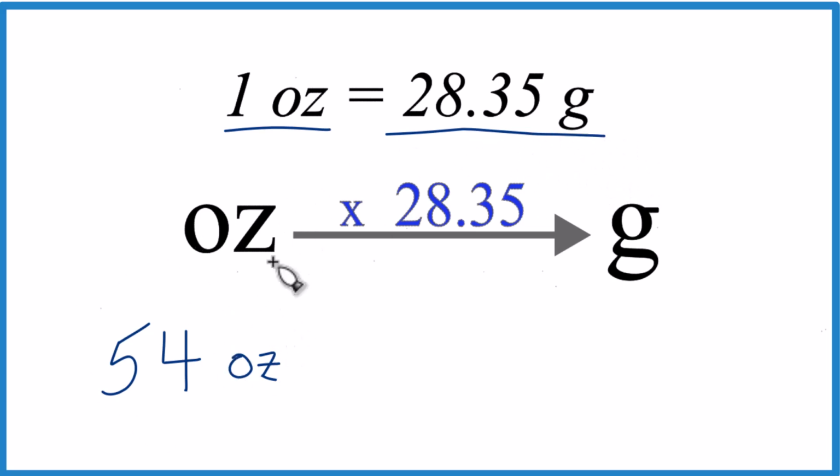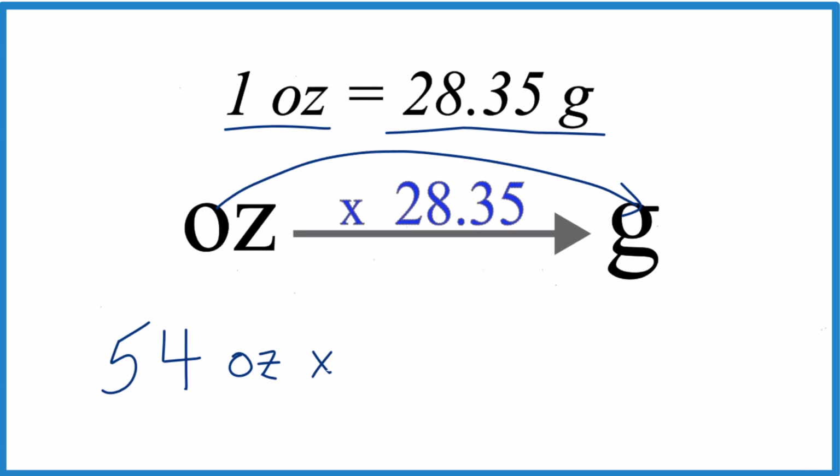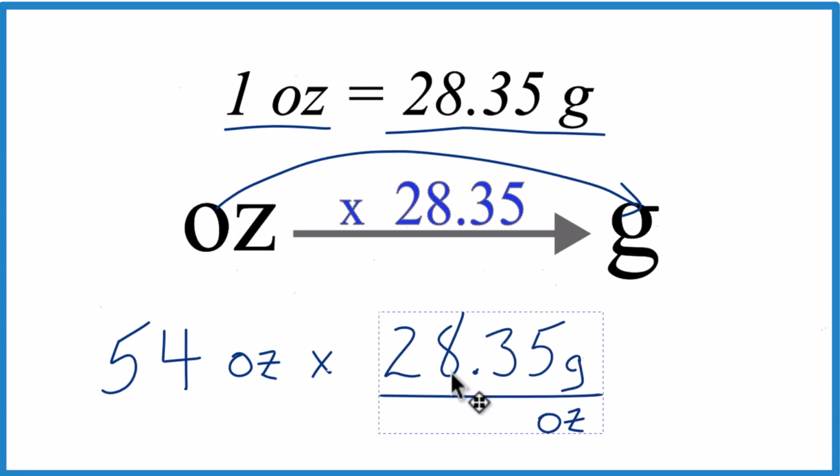So we've got 54 ounces. We're going ounces to grams. We're going to multiply by 28.35. That looks like this. And remember, 1 ounce, that's 28.35 grams. So it's 28.35 grams per ounce. That's why we use this conversion factor here.